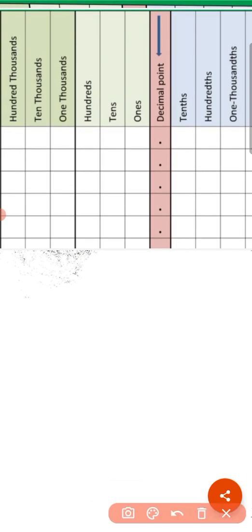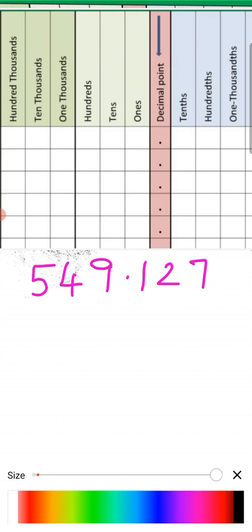Now let us place this number 549.127 in the place value chart. As I told you, always start with the whole number part. So which is the whole number part, children?